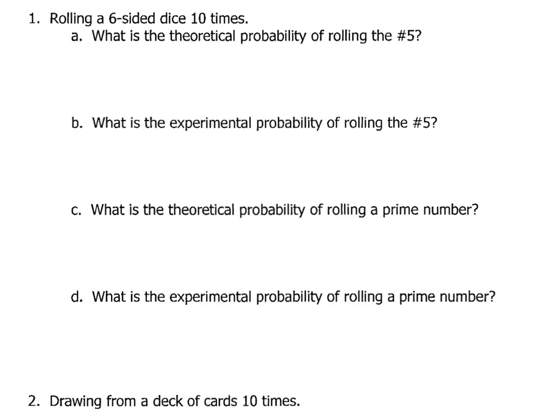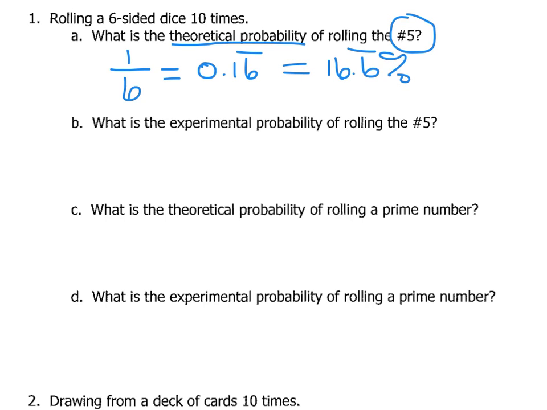Okay, so rolling a 6-sided dice 10 times. So it says, what is the theoretical probability? So again, theoretical is what we think will happen. So what's the theoretical probability of rolling the number 5? Well, on a number cube, there's one side that has a 5 on it out of 6 total sides. So we would say that the theoretical probability is 1 out of 6, or in other words, 1 divided by 6. When we divide it, we get 0.16 repeating, which is the same as 16.6 repeating percent. So we would say that the theoretical probability is 16.6 repeating percent.